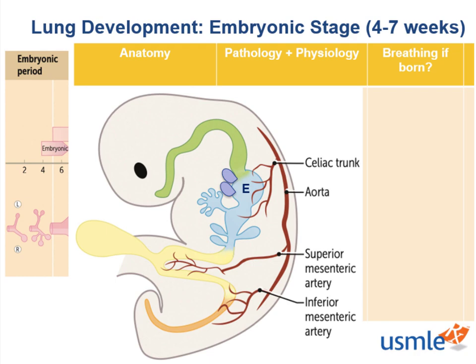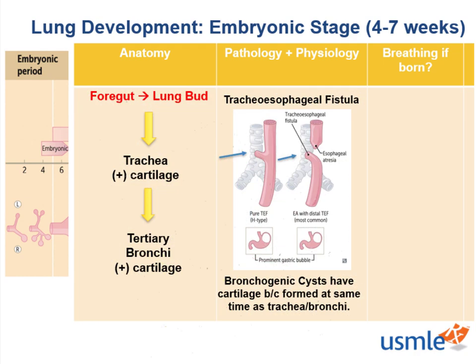The presence of cartilage is important because it helps you remember the embryology. During the embryonic stage, the trachea and bronchi are formed. This is key because they are the only respiratory tract structures to contain cartilage. The rest of the respiratory tract does not have cartilage. Since a bronchogenic cyst can form during the embryonic stage, they have cartilage.